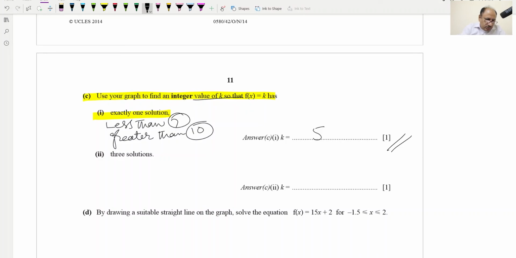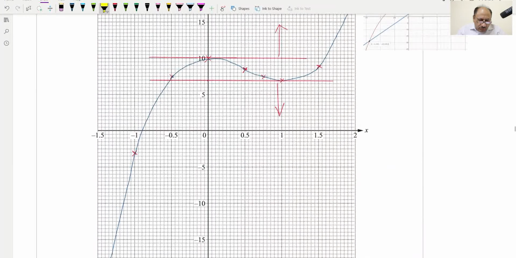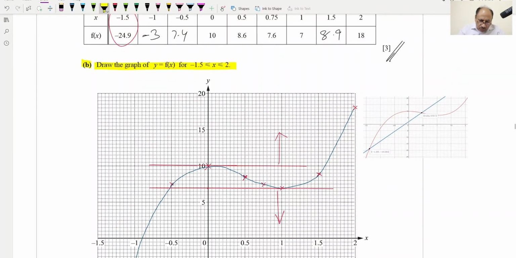Three solutions will be what? Three solutions will be in between 7 and 10. So in between 7 and 10 will be which region? Like for example in between 7 and 10, there you will be getting three solutions.